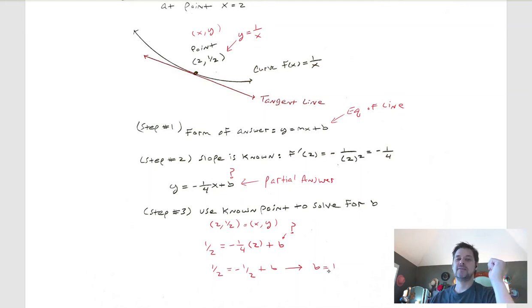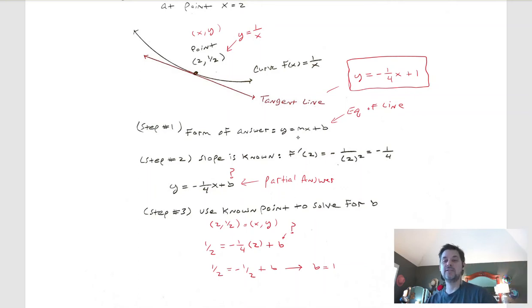So that's my answer. The tangent line is y equals -1/4 x plus 1. Okay. So then I'm done. I found it. That's the equation of this line.